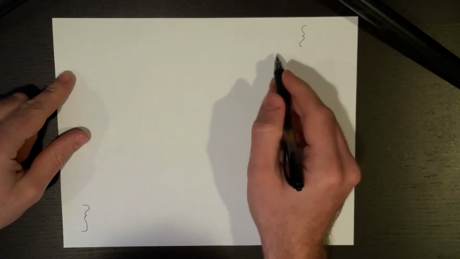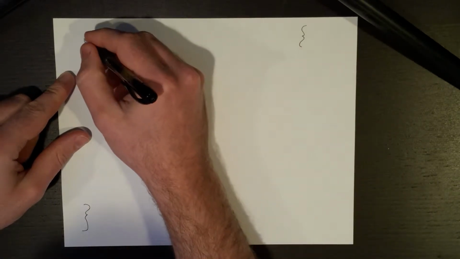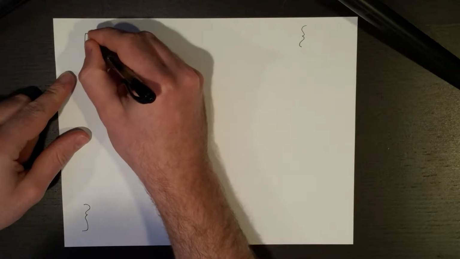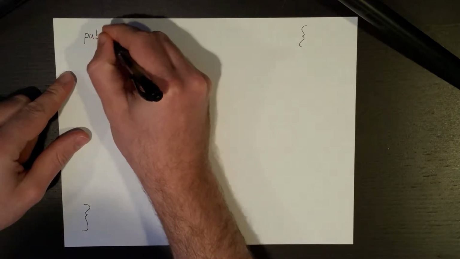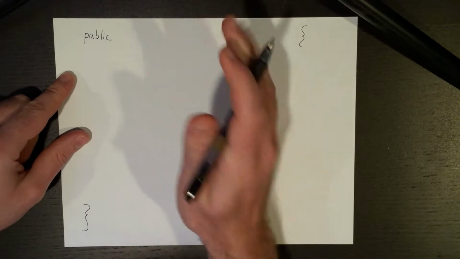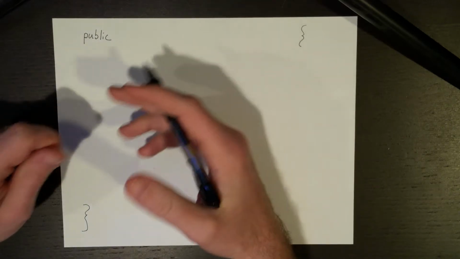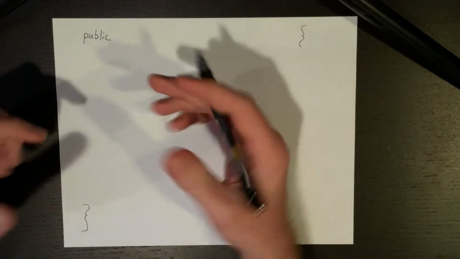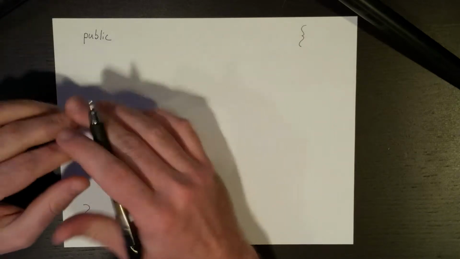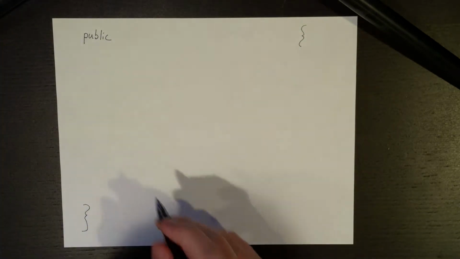method header right here. Now, the first thing I'm going to write is a modifier, the first one being public, and that just tells the program that anybody can call this method. It can be used in this program or other programs. For the purpose of this class, everything is public, so that's easy to remember.